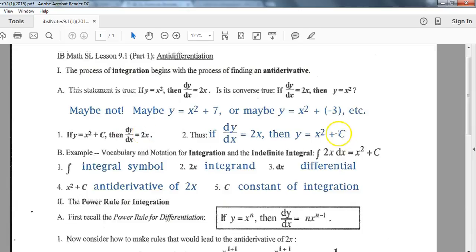So it's a really important step. A lot of people lose points constantly throughout the year for forgetting to put a plus c on this. It costs you points, so just be careful.